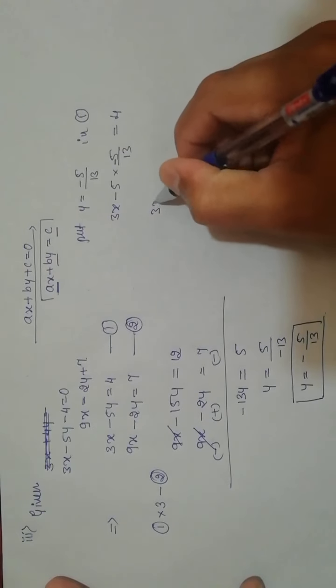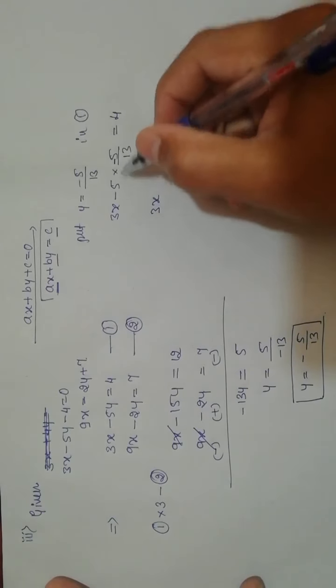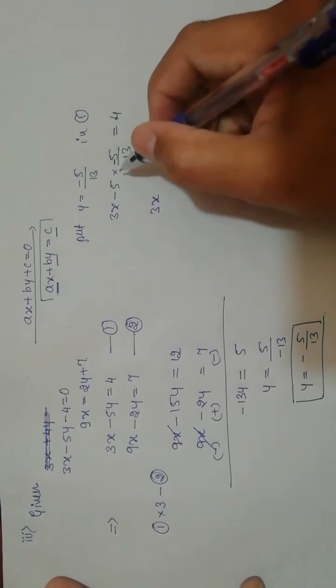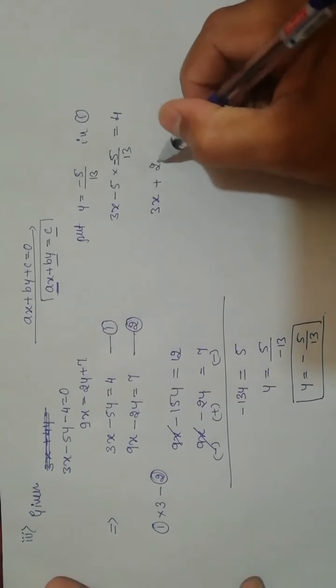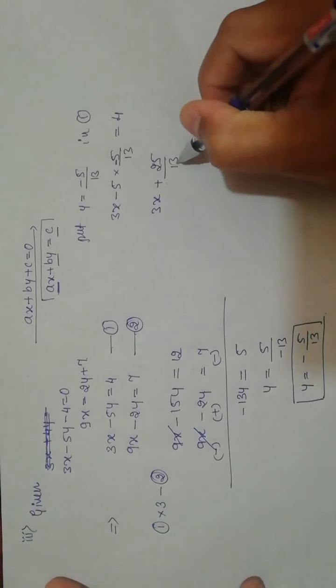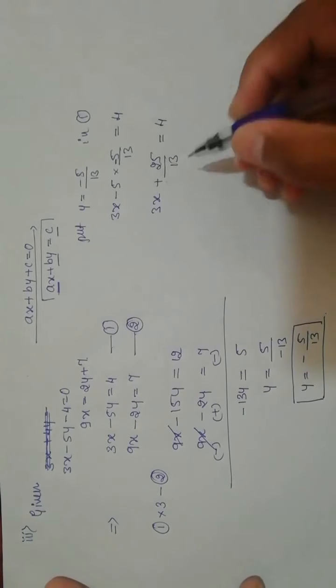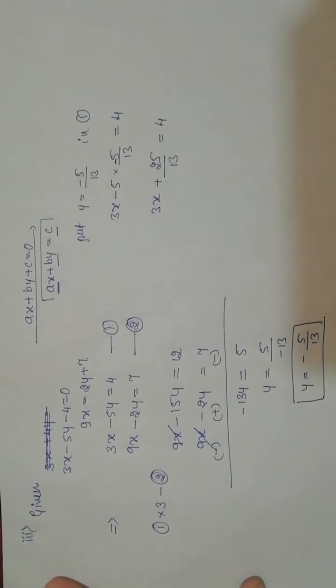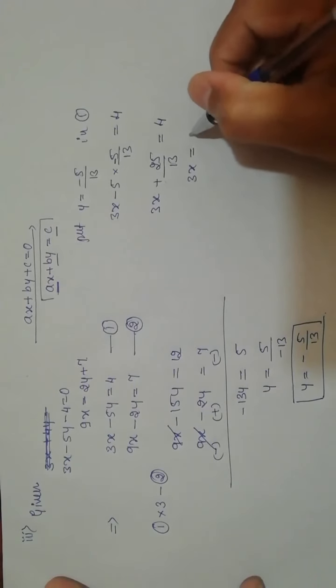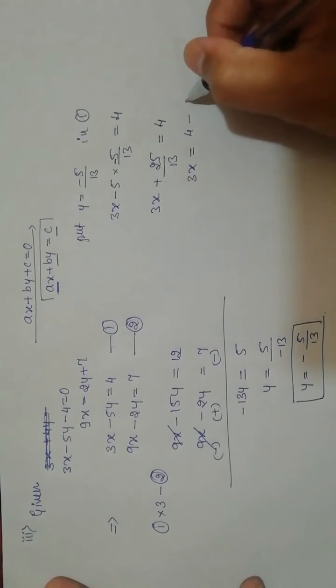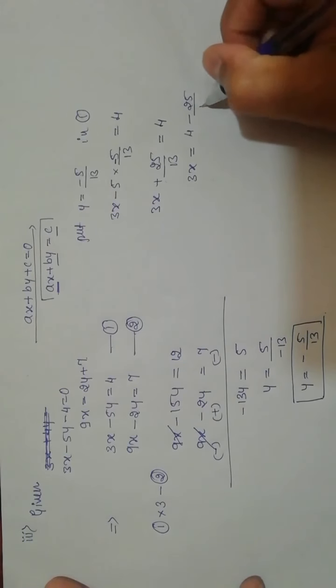So now 3x, you can't cancel 5 and 13. So minus into minus will become plus. 5 into 5 will become 25 divided by 13, which is equal to 4. Now shift 25 divided by 13 towards the right side. It will become 3x is equal to 4 minus 25 divided by 13.